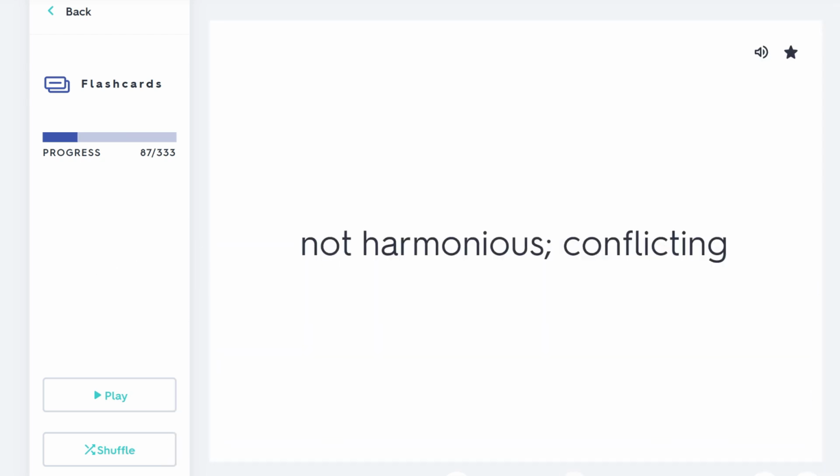Discordant. Not harmonious, conflicting. A discordant orchestra creates a cacophony. Things don't sound good. They're not working together to create nice chords. They are discordant.